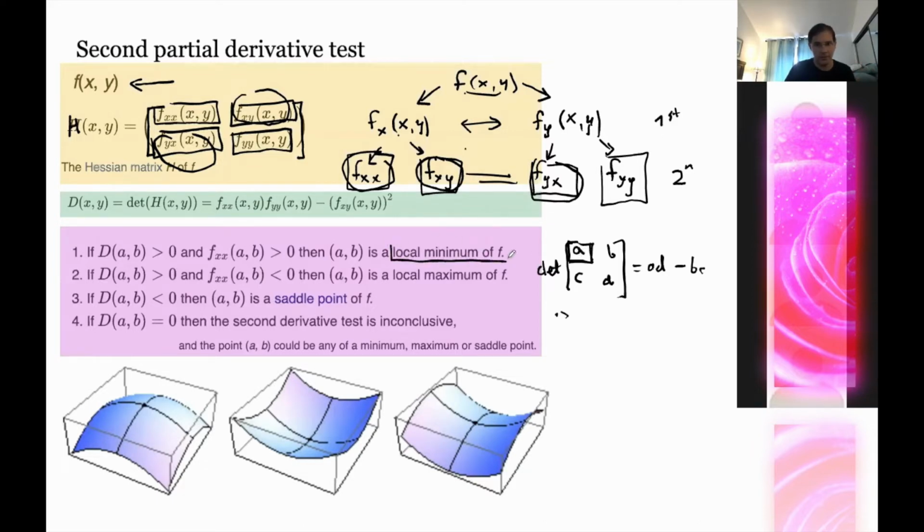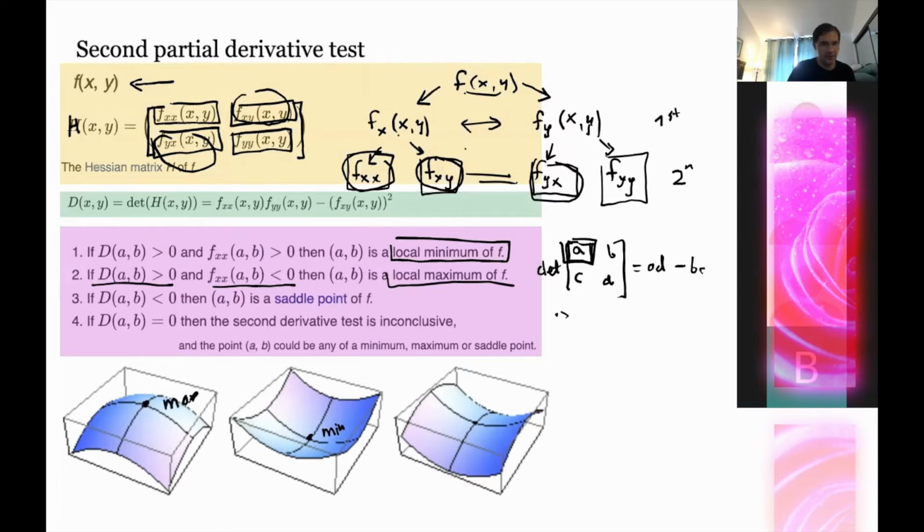then we have a local minimum. So that's the case. This is a local minimum. Now, when the determinant is positive, but the first entry of this matrix, so A, is negative, then we have a local maximum, and that's the case. This is the local max.